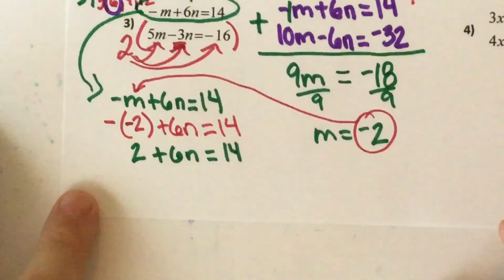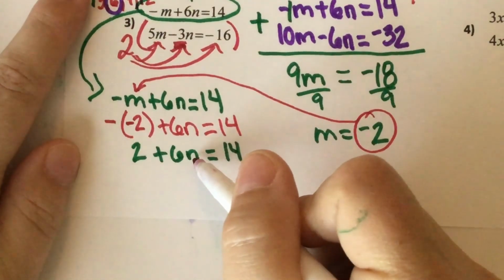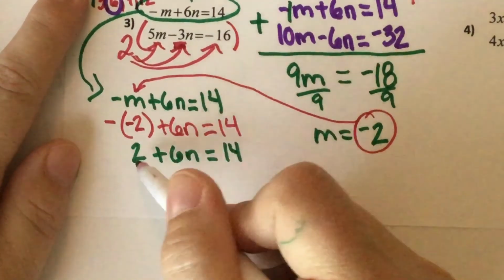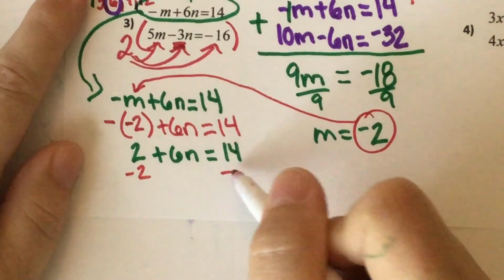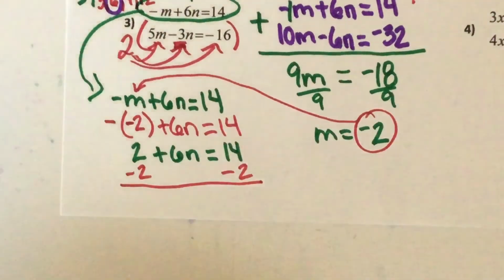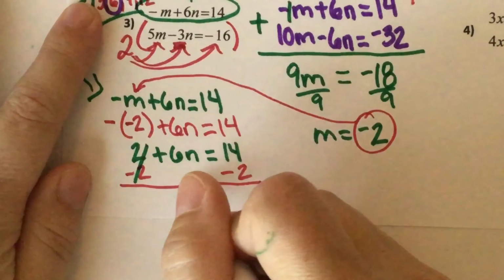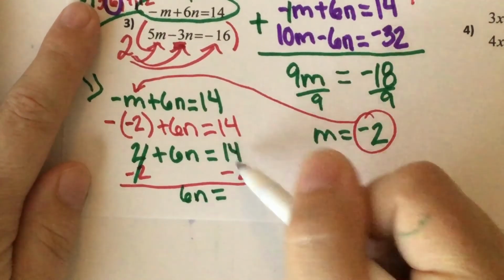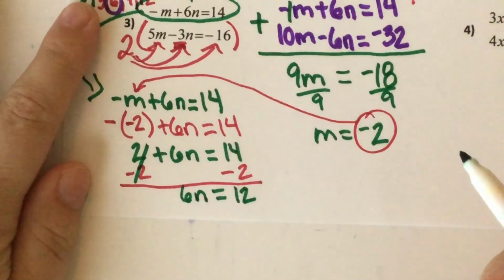Okay, so now we're going to solve for n. So looking on the side with the n, we need to get rid of that 2. So since it's a positive 2, we're going to subtract it. 2 minus 2 is 0, so that's gone. Shoop. Drop your 6 in down, drop your equals down, and 14 minus 2 makes 12.